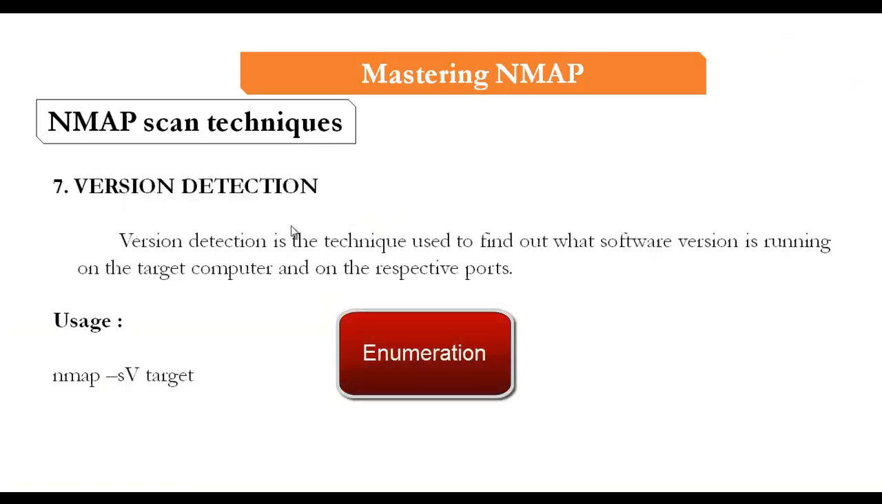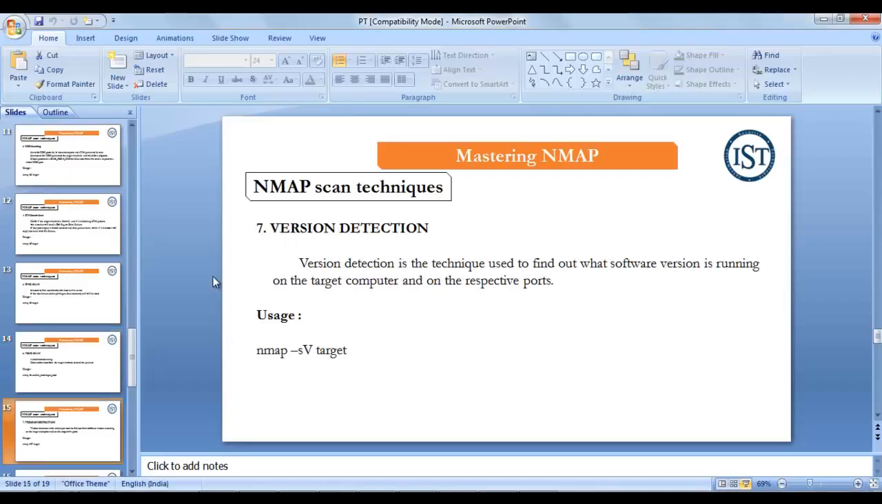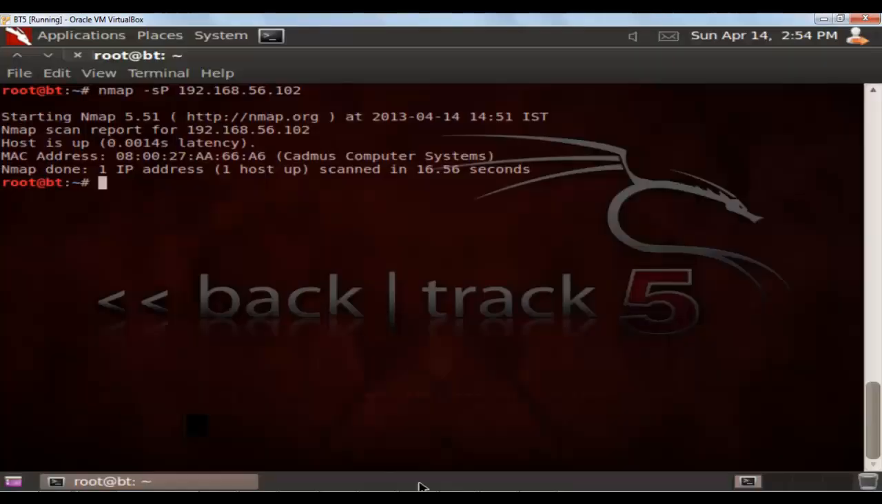And this is one more interesting scan technique with nmap. We can find out the version of the target, and this technique is used to find out what software version is running on the target computer and on the respective ports. If you have 3 open ports, this particular version detection technique will tell you what are the services that are running on the open ports. Let us have a quick demonstration of the same.